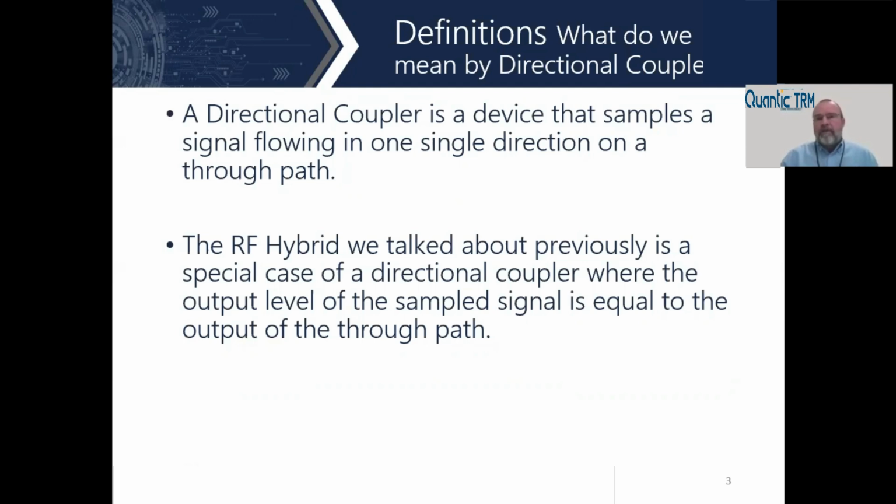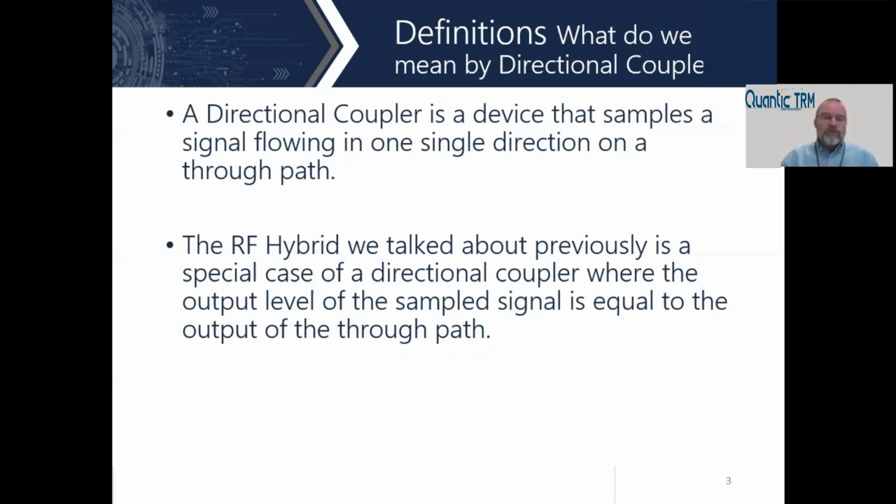I think the thing that's important about this is that if you were to have a sampling device that coupled energy in both directions, that would be like a resistive type of network that would give you the same energy regardless of the direction that's flowing on the device. A directional coupler will only sample energy flowing in one direction.